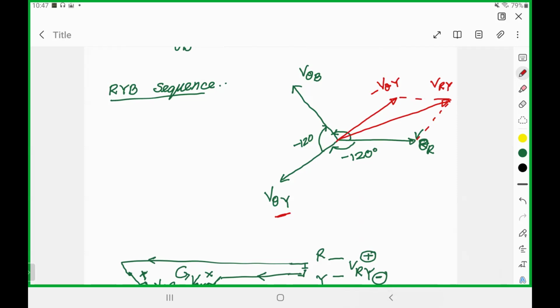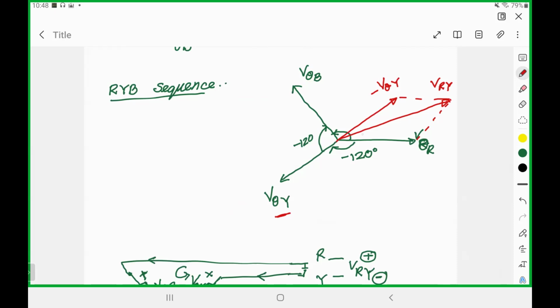To find out the line voltage, we have drawn this phasor diagram, showing only the phase voltages. The green one is showing the relation of the phase voltages. They are separated by 120 degrees. Now, if you draw separately, then you can draw the phase voltage. Again, each of them is 120 degrees separated, but the V theta R and V RY will not be in the same reference, will not be in the same direction.